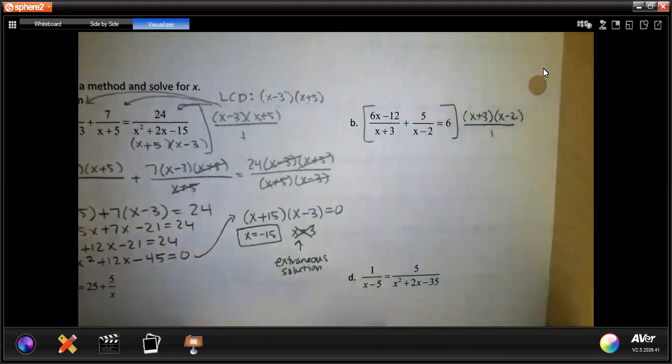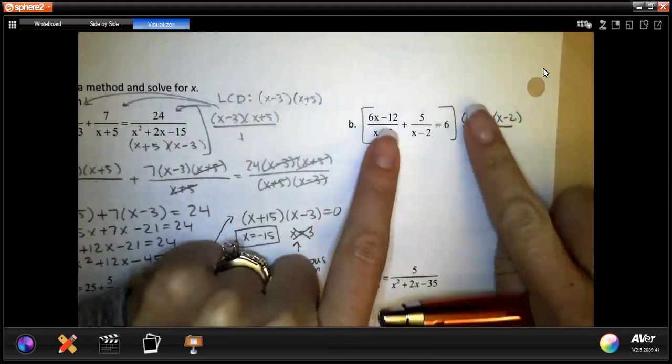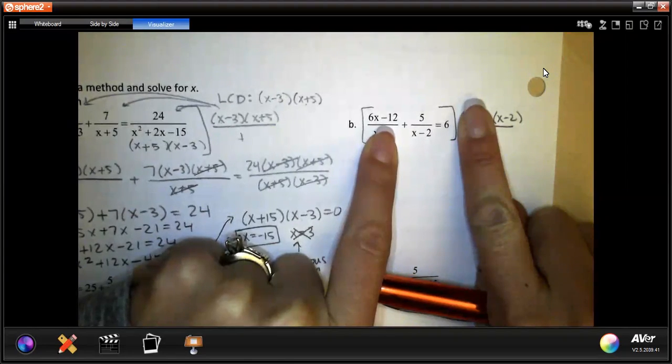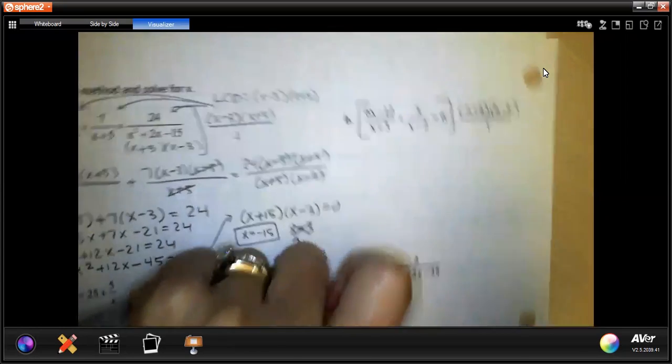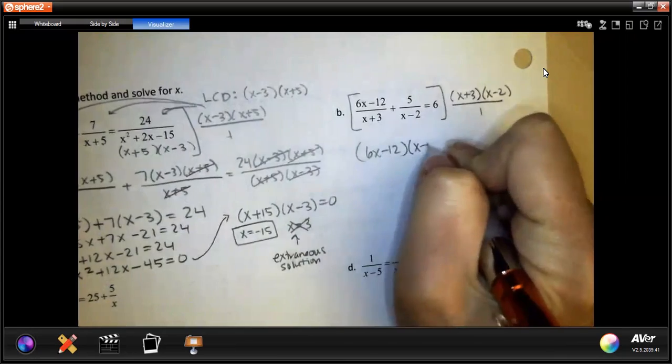All right, so here we go. When I distribute this to the first one, the x plus 3's are going to cancel because you've got 1 in your denominator, 1 in your numerator. So that would be 6x minus 12 times x minus 2.